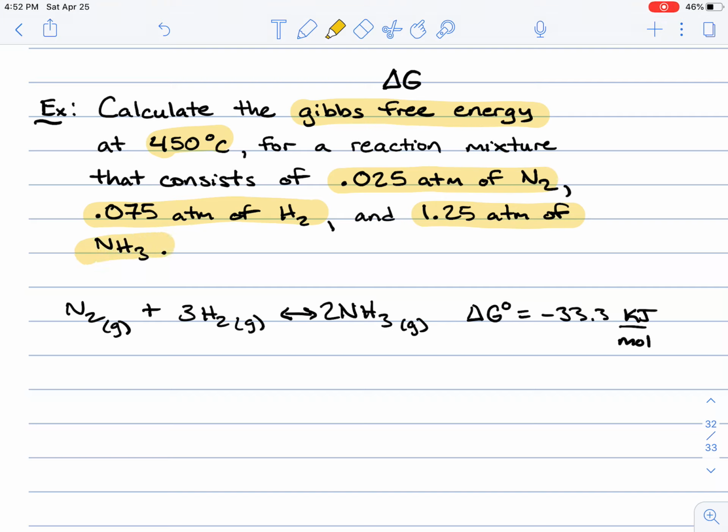And so here they gave us the Gibbs free energy at standard conditions. Notice that this is going to act as our reference point. And so how far will our Gibbs free energy deviate from the standard change in Gibbs free energy? And so we're going to go ahead and write the equation down.